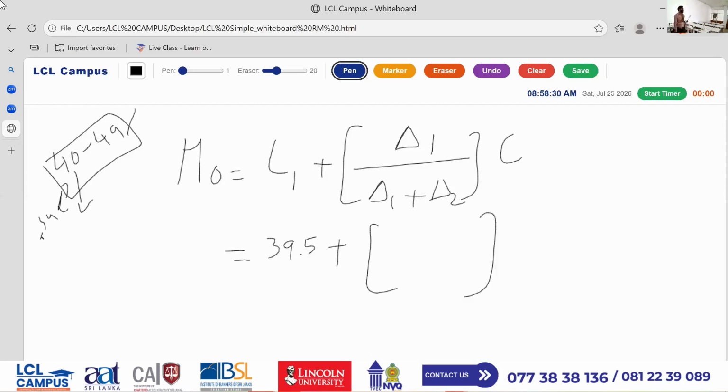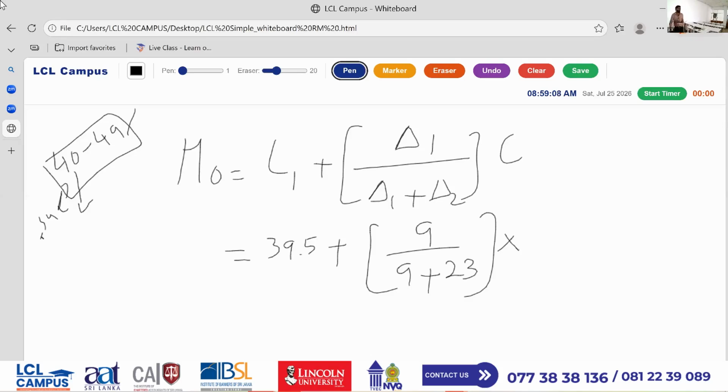Delta 1: the difference between the frequency of the mode class and the class below the mode class. The mode class frequency is 61 here, the class below has frequency 52, so 61 minus 52 is 9. Delta 1 is 9. Delta 2 is the mode frequency minus the frequency of the class above. Mode frequency 61, above 38. 61 minus 38 is 23.